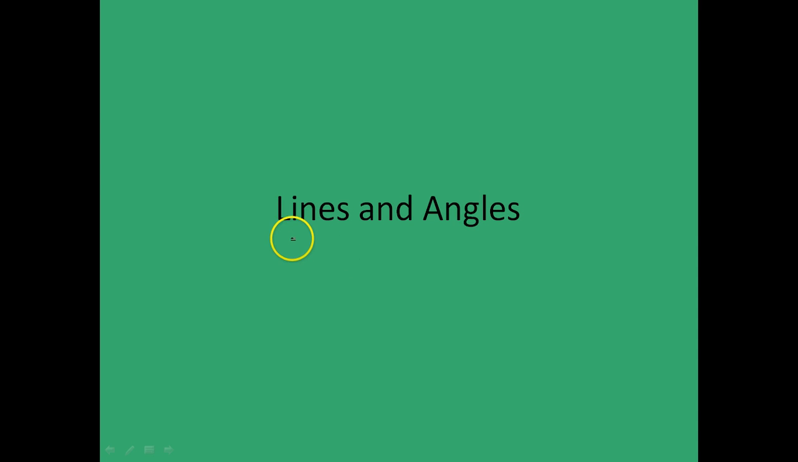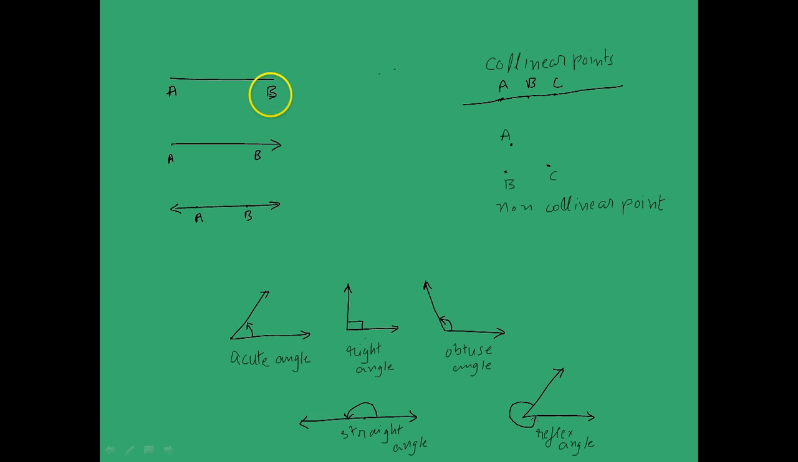Hi, this is a lecture on lines and angles. First, let's go over the basics. This is a line segment. A line segment is a portion of a line between 2 points.